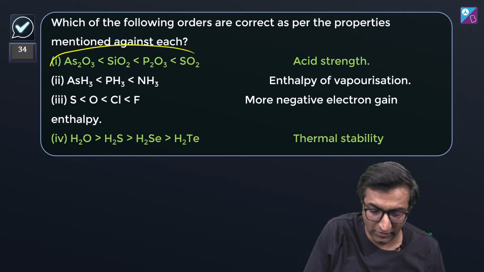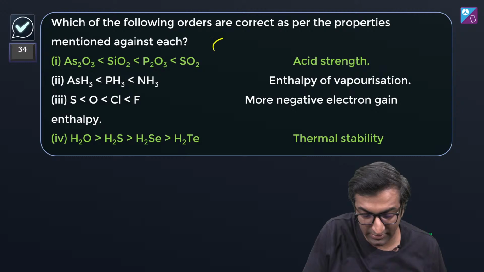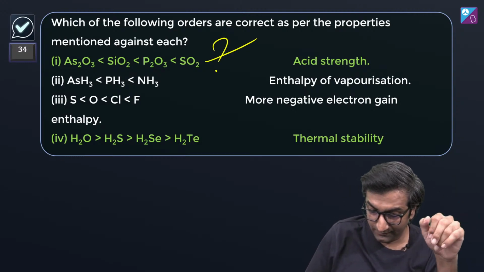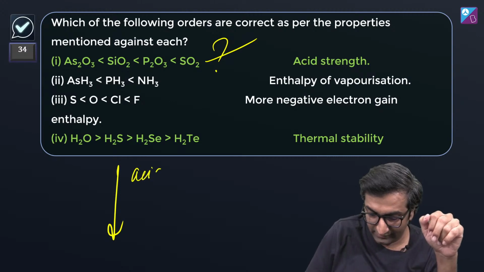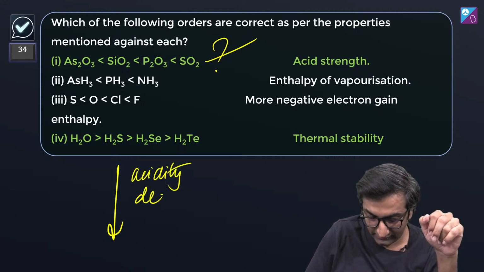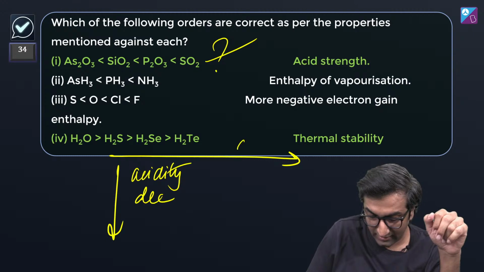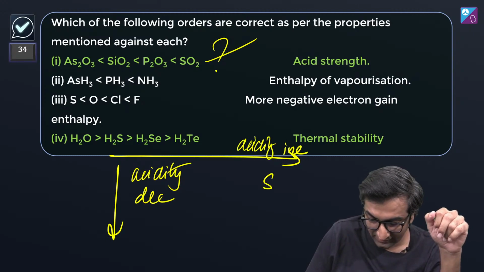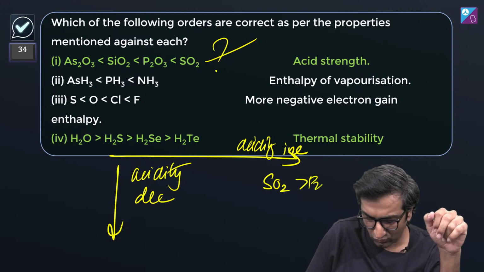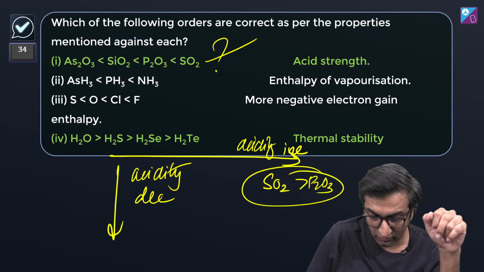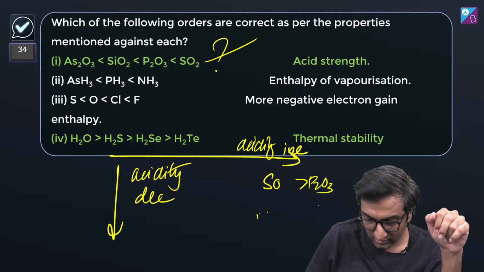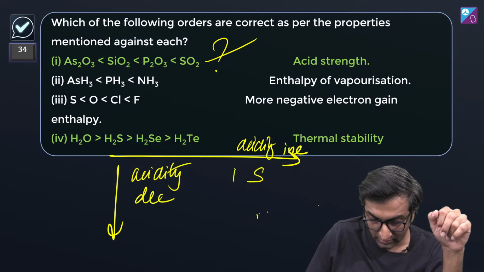This acid strength is okay, right? This is fine. इसमें कोई doubt नहीं है. This part is okay. Acid strength. What is the idea of acid strength? Down the group, acidity decreases. This way, acidity increases. Hence, SO2 is greater than P2O3, right? इसका ये कारण हो गया. और नीचे जाओ तो इसके सल्फर फॉस्फोरस कहाँ गया? Let's write the down order ना, ताकि भूले ना.